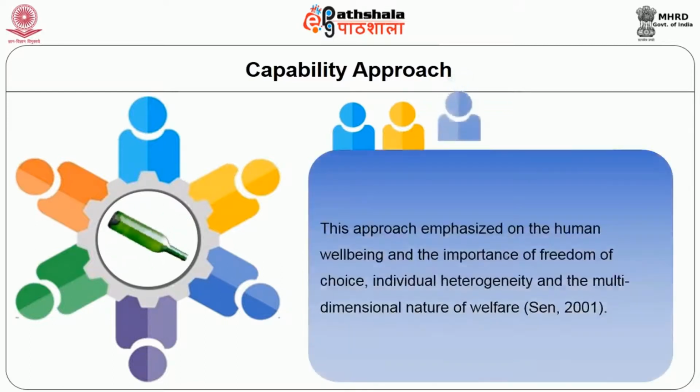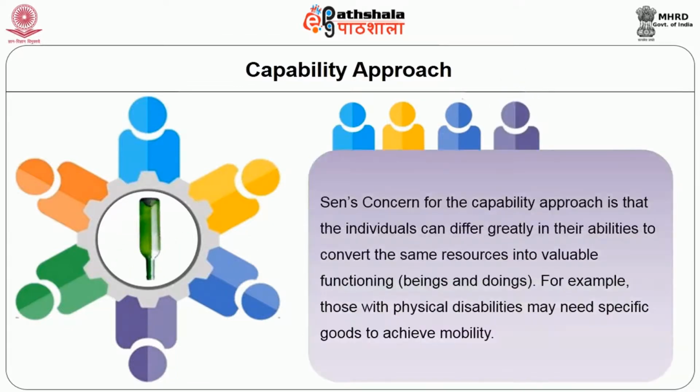This approach emphasizes human well-being and the importance of freedom of choice, individual heterogeneity, and the multidimensional nature of welfare. Sen's concern for the capability approach is that individuals can differ greatly in their abilities to convert the same resources into valuable functionings, beings, and doings. For example, those with physical disabilities may need specific goods to achieve mobility.